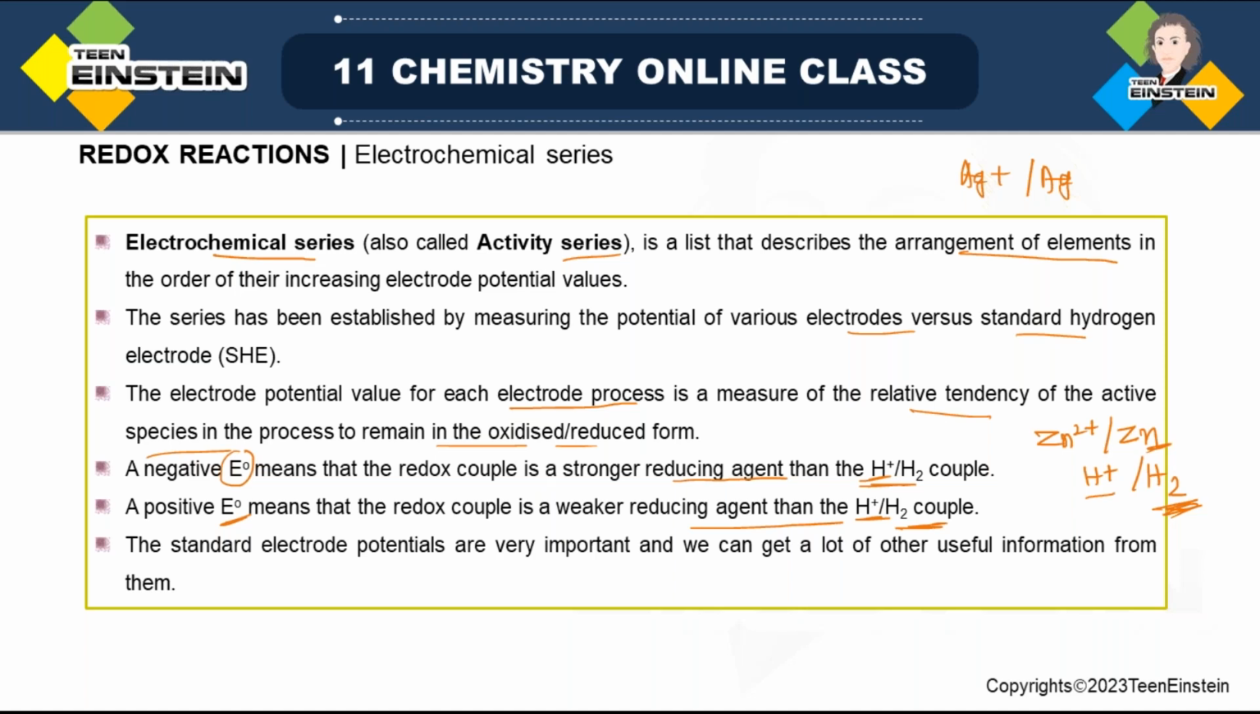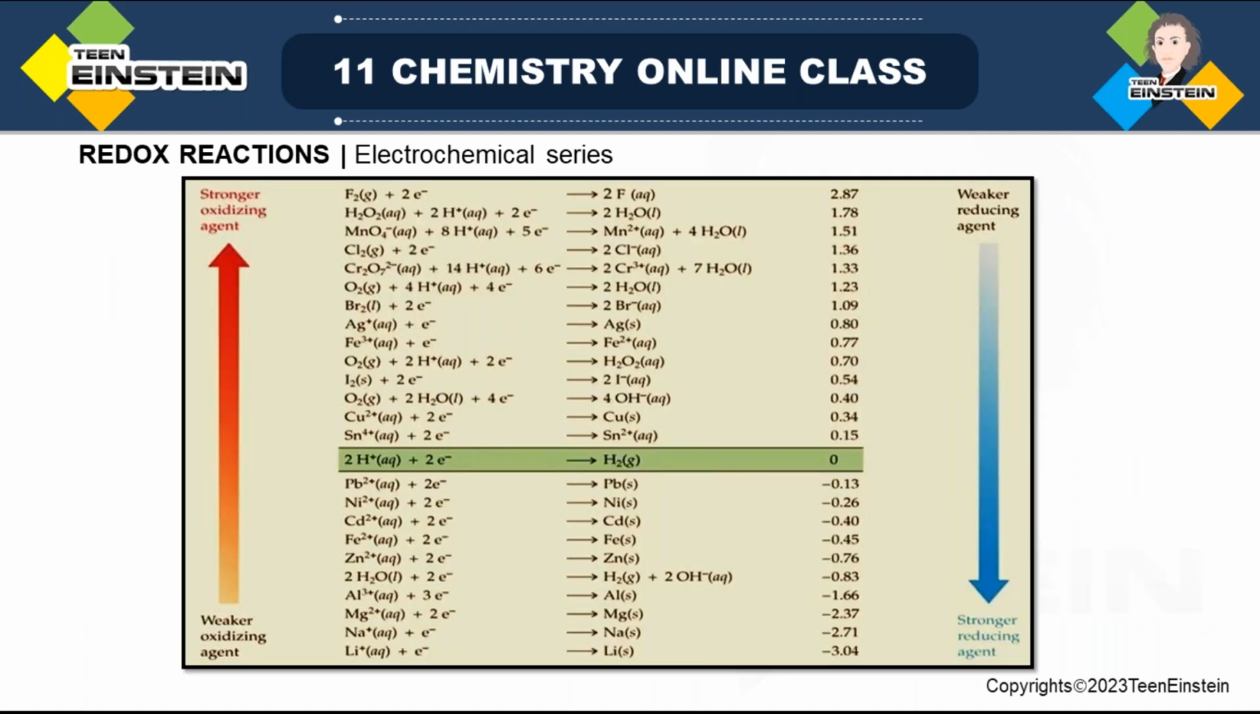You'll be able to gather many pieces of information. So how does it look? It looks like this. Though in different books, sometimes the positive values are written below the H plus H2 system, and sometimes they are written on the upper side. In this case, you can see all the positive values are written above this system.